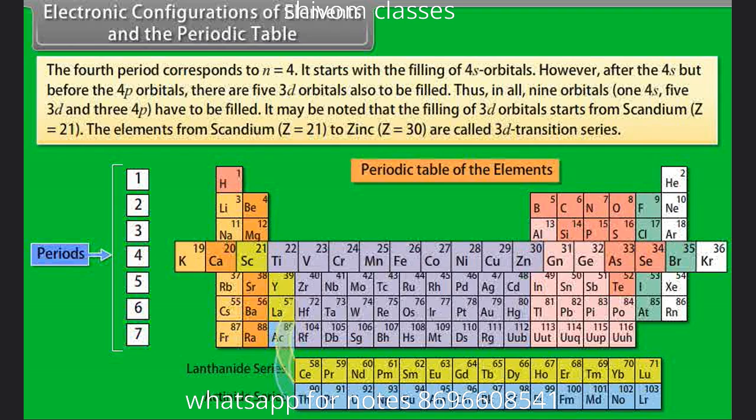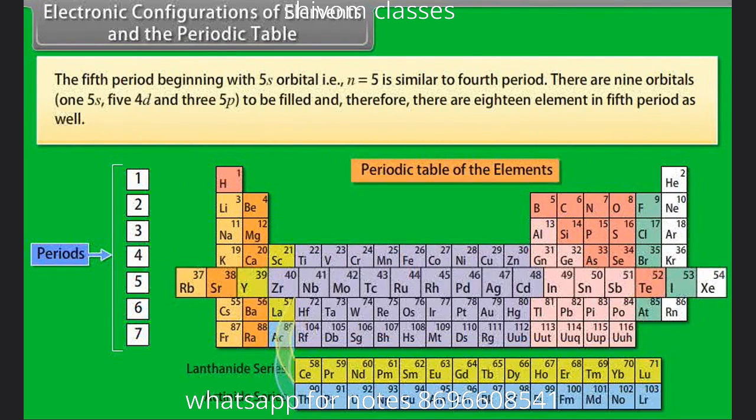the 3d transition series. The fifth period, beginning with the 5s orbital, n equals 5, is similar to the fourth period. There are 9 orbitals, one 5s, five 4d and three 5p, to be filled, and therefore there are 18 elements in the fifth period as well.